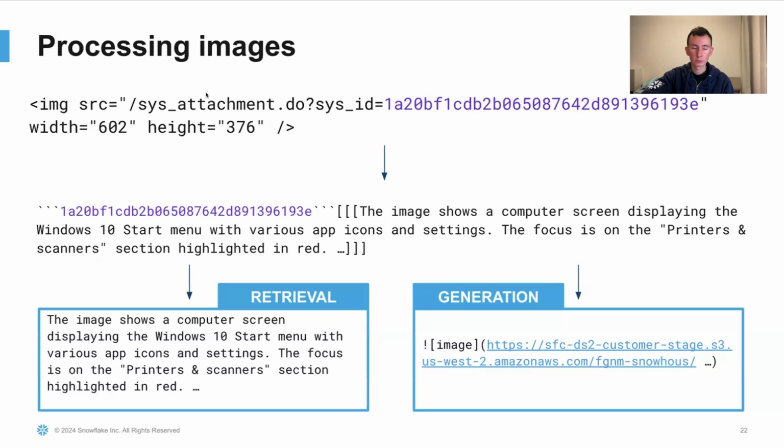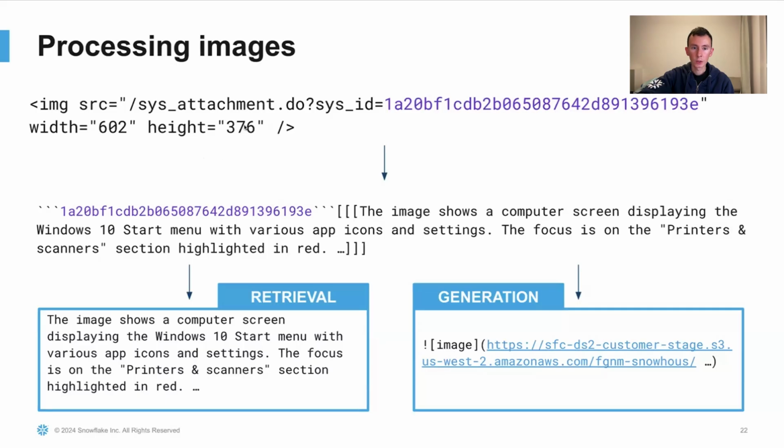And in my HTML processed text, I replace the image tag with a custom pattern. I call it a custom pattern because it's not a markdown link. It's not anything that exists. I created this pattern. This pattern is composed of two parts. The first one is the ID of the image written in between triple backticks. And the second part is the image description written in triple square brackets.